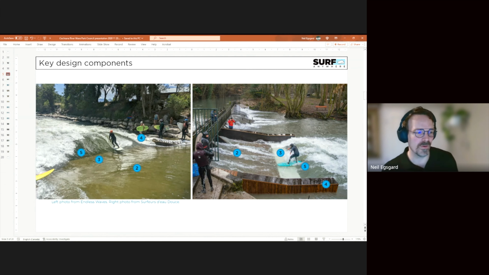So the key design components for making a wave, sorry, hold on a second. Also got some notes on the side too.